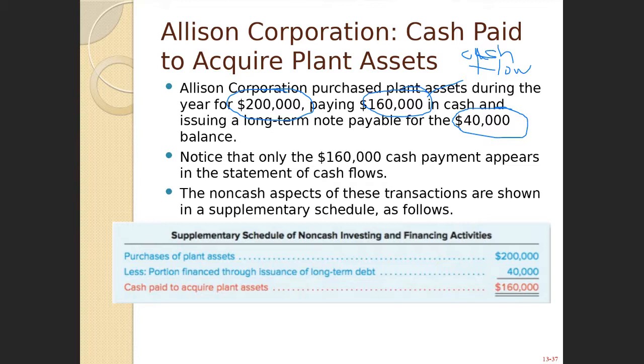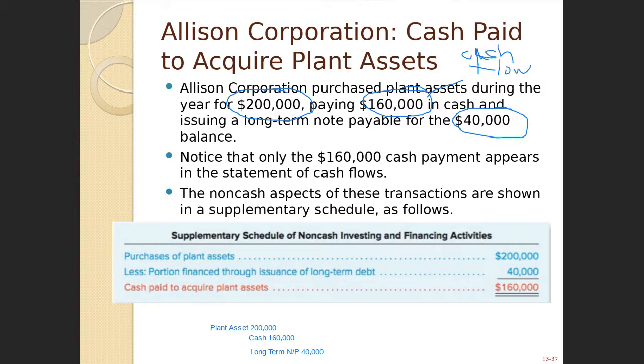Okay, again, let's go back to the journal entry. If a corporation purchased plant assets for $200,000, we know that the plant asset account is going to increase by $200,000. That's what it's going to be debited for. What was the journal entry to pay for that plant asset? Cash was credited, or cash was used, for $160,000. Remember that cash decreased by $160,000, but there was also a long-term note payable. Long-term note payable was also credited for $40,000. So this was the journal entry when this asset was purchased.